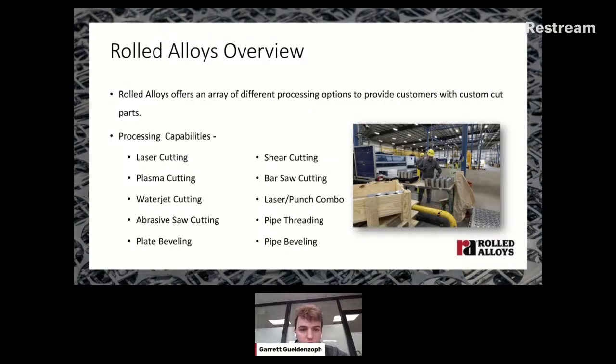Further on the Rolled Alloys overview, we offer a different array of state-of-the-art processing for you. We offer laser cut, plasma, water jet, abrasive saw, and a couple other different processing capabilities for you. We allow customers to send in drawings for custom cut parts and other things like that.